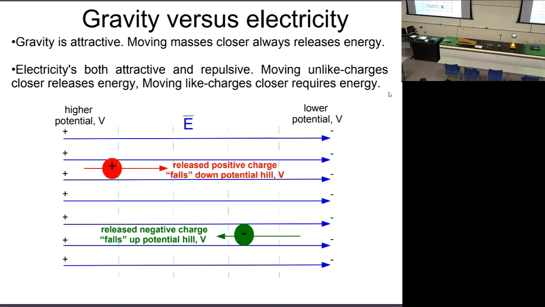gravitational potentials. So this is the positive charge in red, this is the negative charge in green. This is the landscape of electrical potential between the positive brick wall and the negative brick wall. This red positive charge would roll down that potential hill. But remember, you've got to imagine this negative green charge rolling up the potential hill. This is being repelled from like charges, the negative ones on the left, and this is being repelled by like charges, the positive ones on the right.